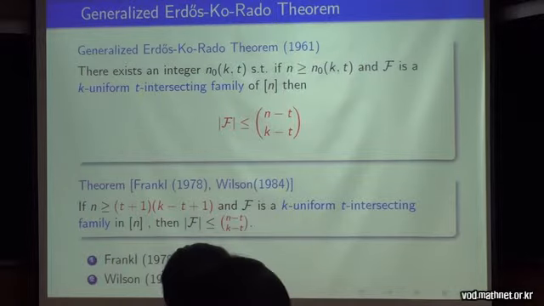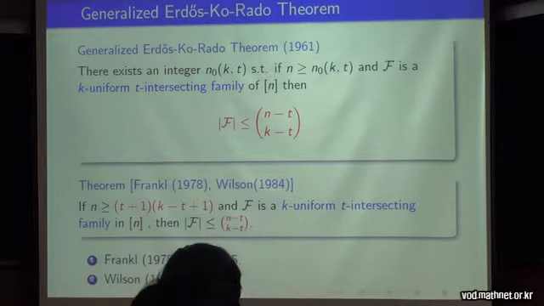They found the exact number n0 is (t minus 1) times (k minus t plus 1).